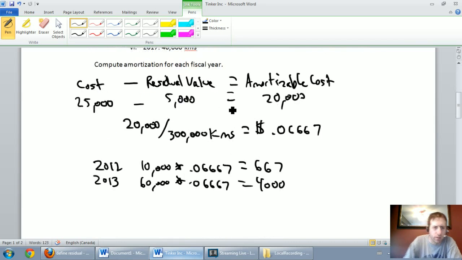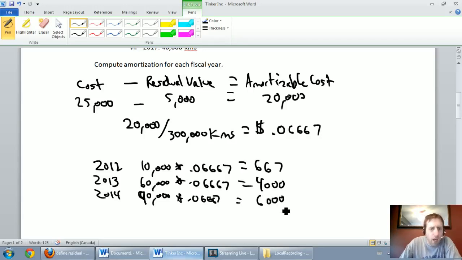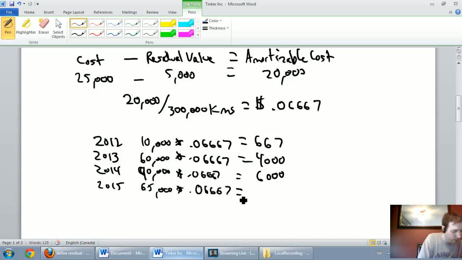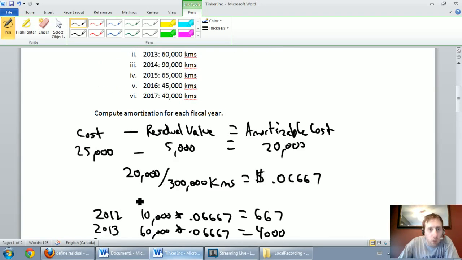2014, we drove 90,000 kilometers. So 2014, it's 60,000. Oops, not 60, pardon me, 90,000 times 0.06667. And what we find there is our number will be 6,000. 2015, we drove 65,000 kilometers. And so we'll take 65,000 times 0.06667 and 65 is 4,333. We're almost there. 2016, we drove 45,000 kilometers.